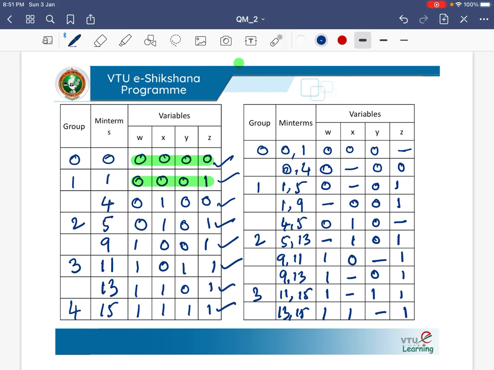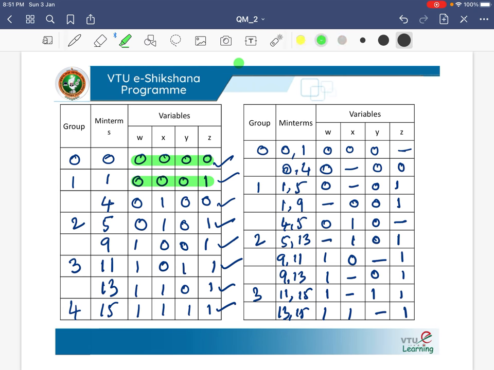In the next step, we combine again these groups. Zeroth group is combined with the first group. First group is combined with the second group. Second group is combined with the third group. So with this, we can make the groups of 4 minterms. When we combine, the condition is the dash has to be in the same position and there has to be only one position change. Then only such variables can be combined.